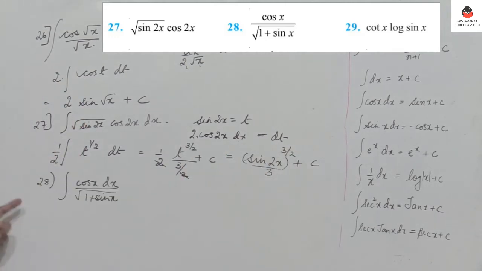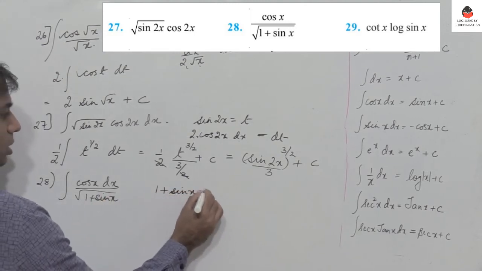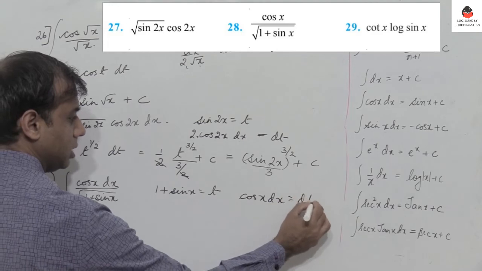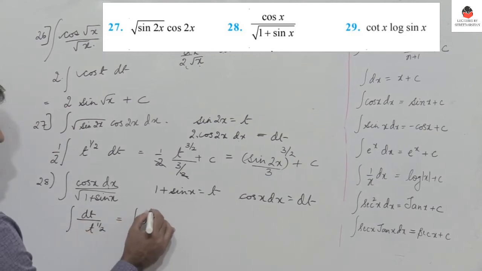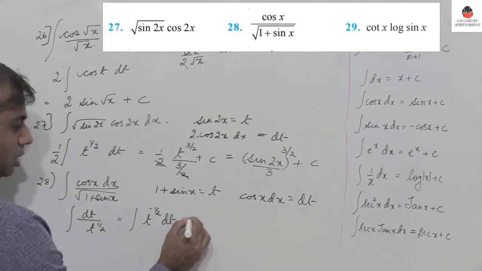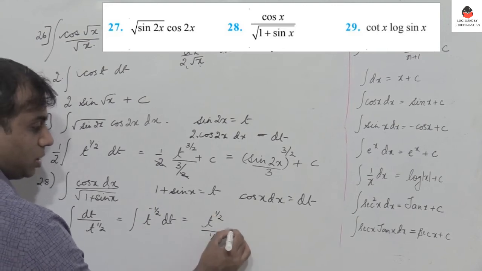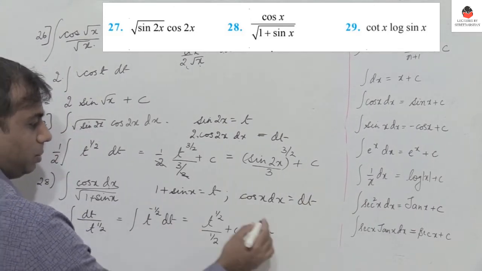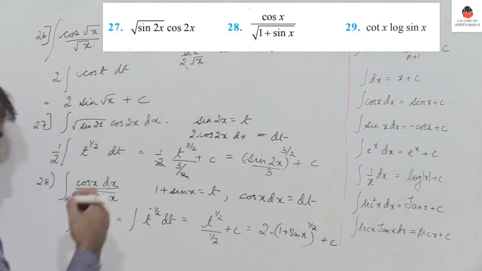So now in this problem, let me substitute 1 plus sin x equals t. If I differentiate this, I get cos x dx is equal to dt, right? So cos x dx is dt, so this is dt divided by t power half, which is nothing but integral t power minus half dt, which is t power minus half plus 1 is half divided by 1 by 2 plus c. So this 2 comes on top, t is nothing but 1 plus sin x whole power 1 by 2 plus c.